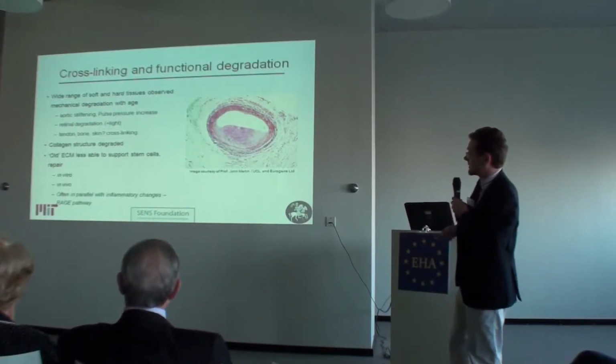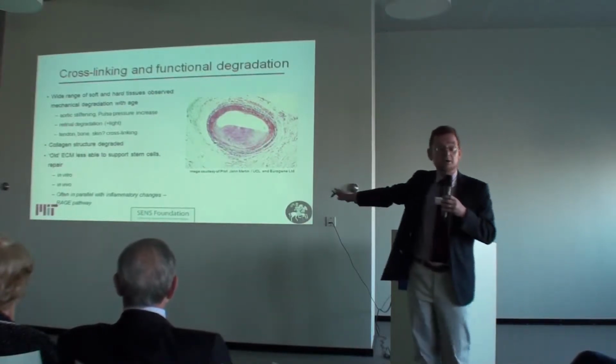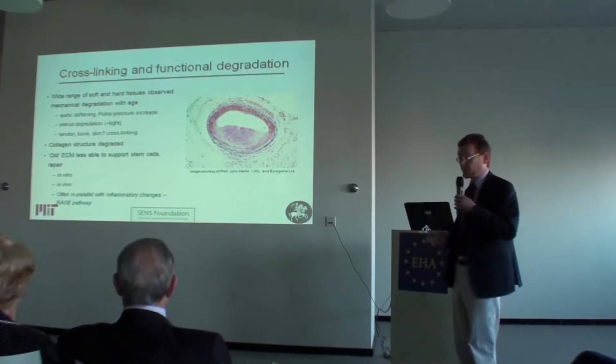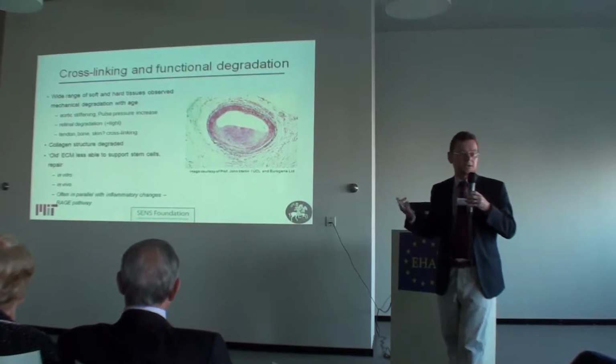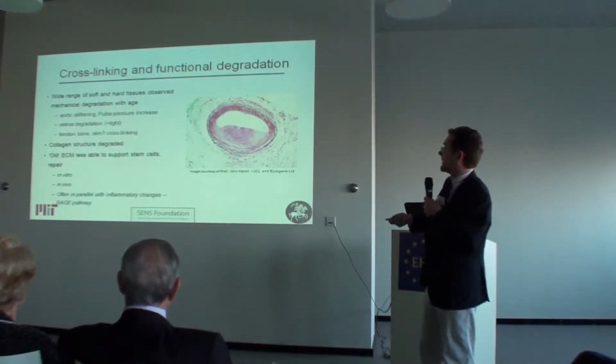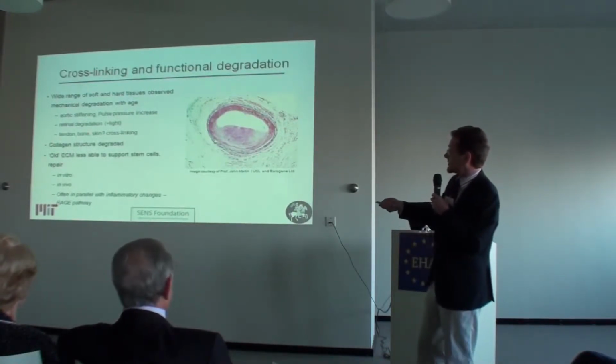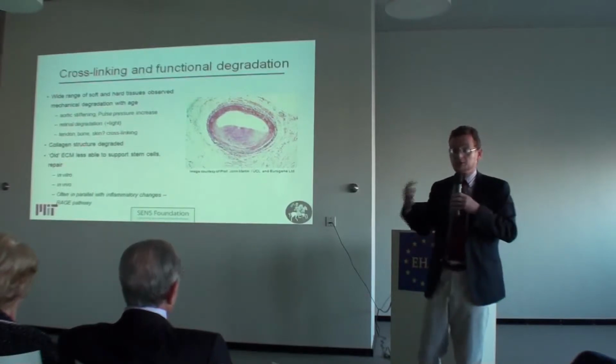So this is talking about cross-linking. I'm going to whiz through this very quickly because we had a great lecture on this just before coffee. This is another bit of blood vessel. I don't chop up people. This is from somebody else who chops up people. Aortic stiffening, we talked about, retinal degeneration, tendon, bone, all these things.